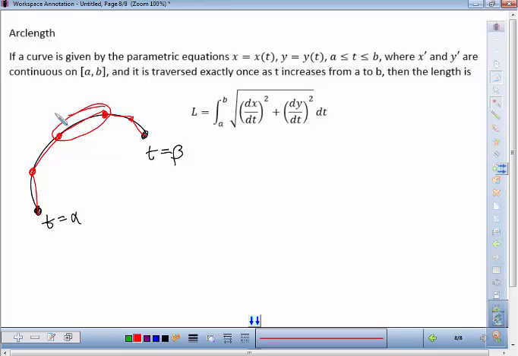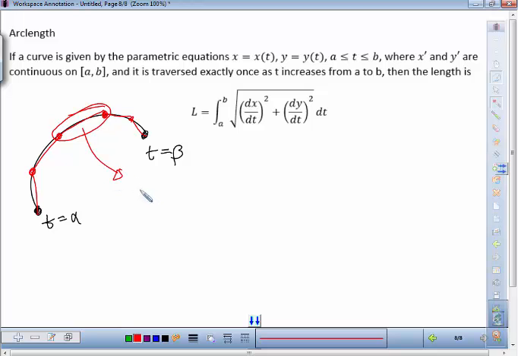Now, if we partition this into different values and then connect them with lines, then we know how to find the length of a line, right? Do we? If you have 2 points, you can find the distance between 2 points. That's a line. That's the distance of a little line segment. So what we're looking at here is a distance between 2 points, essentially.